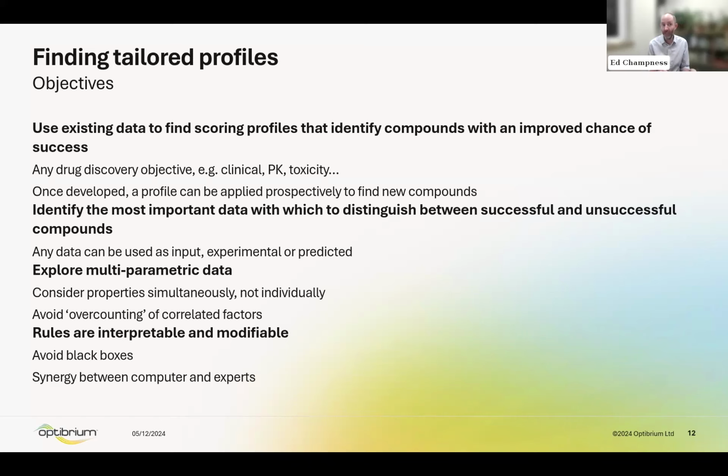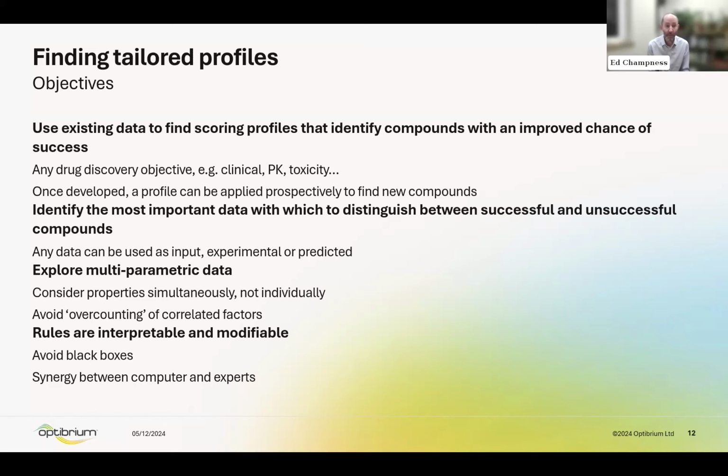Now, you can define what success means, and that could be based on really any kind of drug discovery objective, whether it's earlier stage or later stage. The whole idea is that we develop a profile that we can then apply prospectively to help find or to prioritize new compounds.